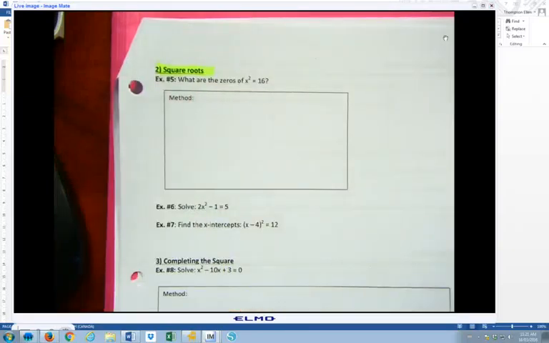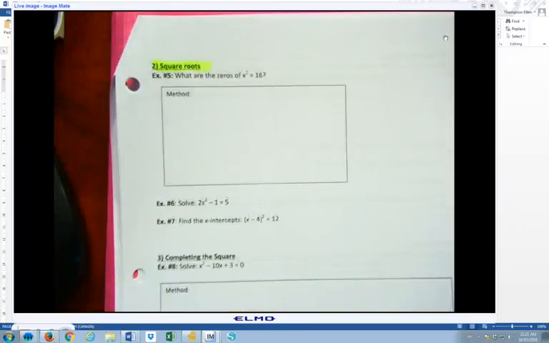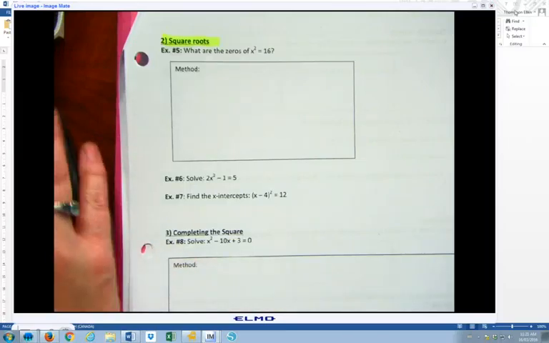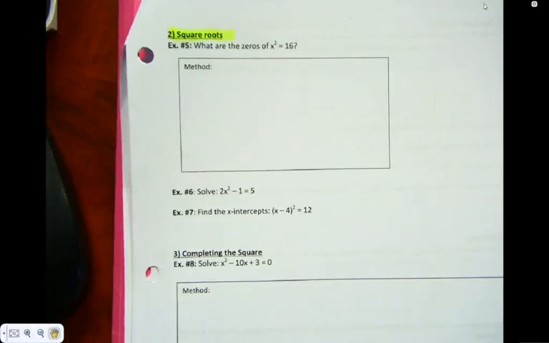Method number 2 is called square roots. How do you know when to use method 1 versus method 2? We'll tell you when we get to the end of all the methods. Right now, we're just practicing what they are. We'll figure out which one's the best one later.